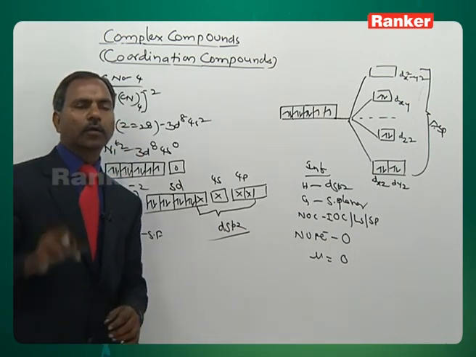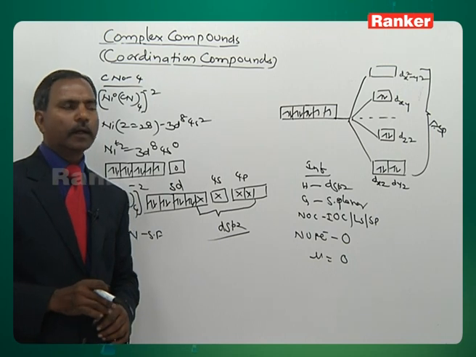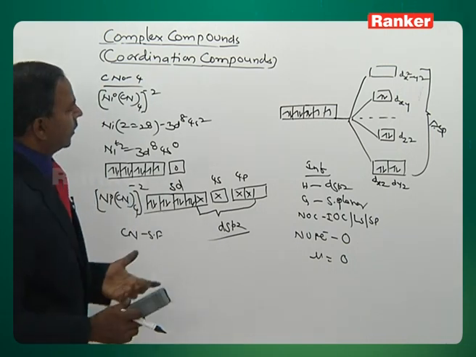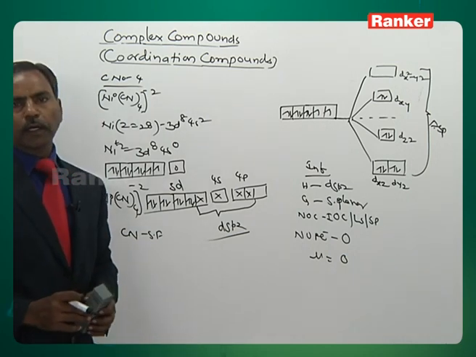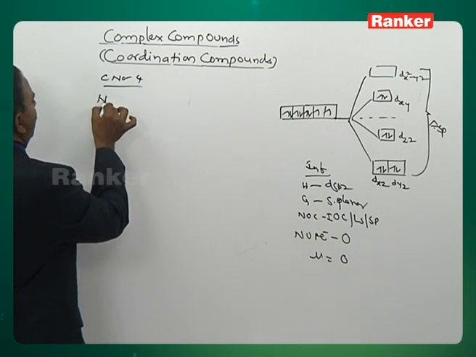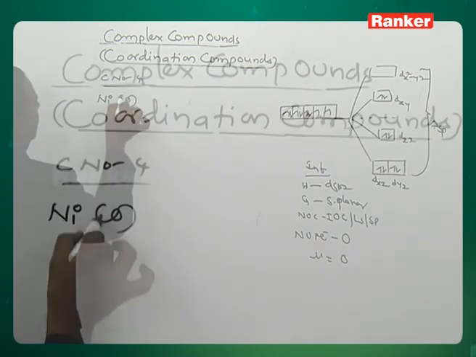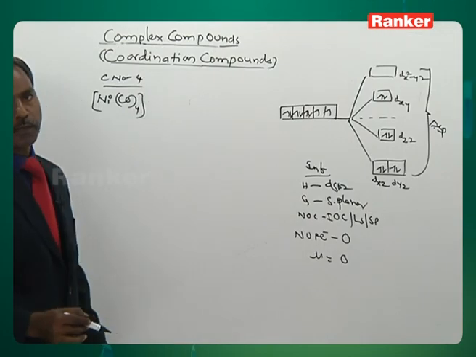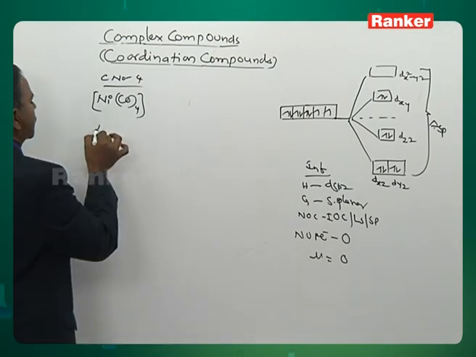It is again one more important complex with coordination number 4. One is nickel tetrachloride, the second one is nickel tetracyanide. Let me discuss one more, nickel tetracarbonyl, and how it will be now. So in coordination number 4, nickel tetracarbonyl. In nickel tetracarbonyl, the nickel oxidation number is 0.